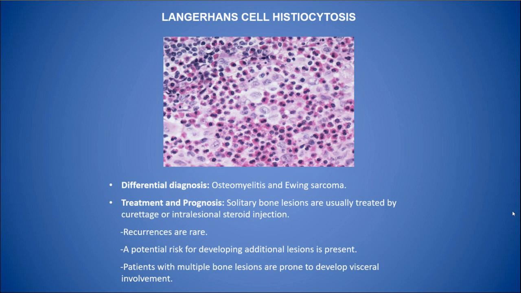So the differential diagnosis includes osteomyelitis and Ewing sarcoma. Sometimes I have seen cases where there are practically no eosinophils and a multitude of neutrophils, in which case one has to be cautious not to diagnose it as an osteomyelitis. It is important to look for the presence of Langerhans histiocytes, and if you have it available, stain with CD1a or Langerin. Ewing sarcoma, of course, enters the differential diagnosis clinically, but the histomorphology is completely different.